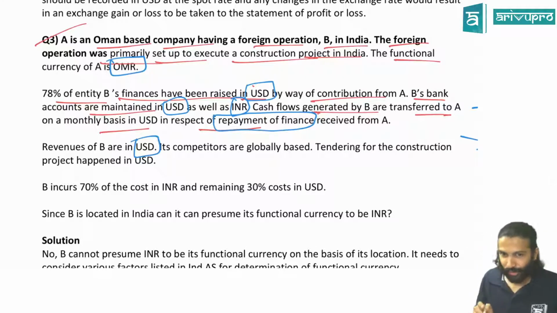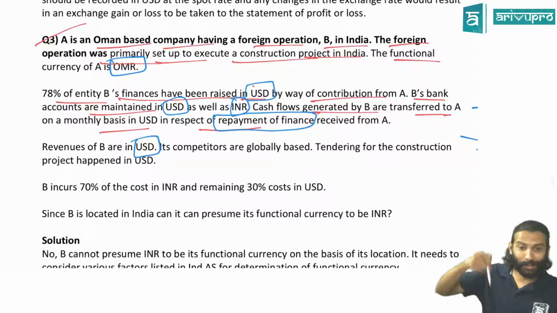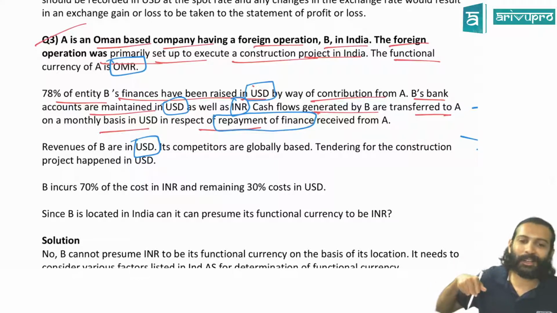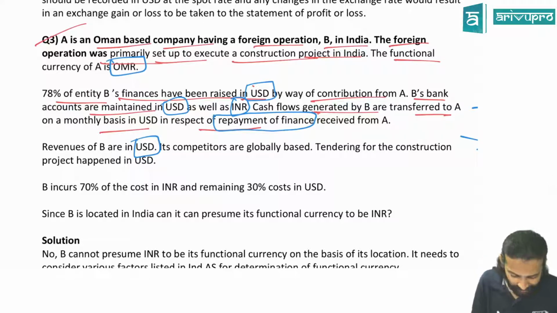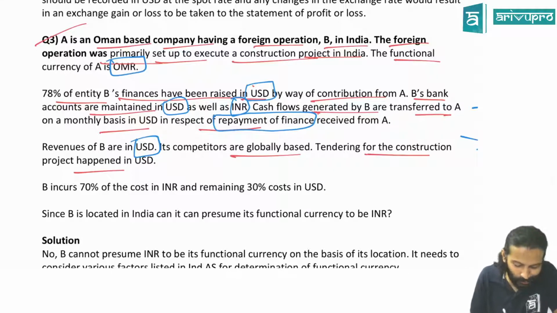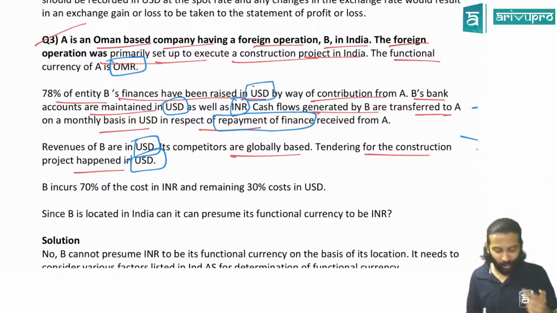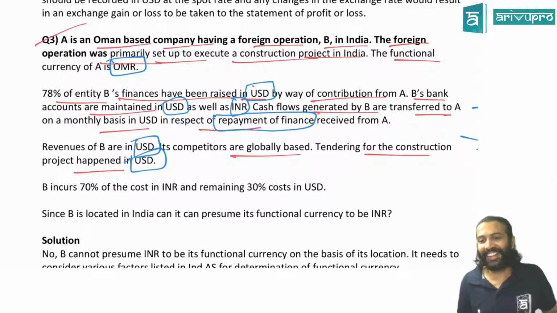Correct? So it is indicating that this B company, though it is in India, might have a functional currency of dollars. Possible? Let's see. Revenue of B are in dollars. Its competitors are globally based. Tendering for construction also happens in USD. You win the projects, for that you call out a tender, and the tender also is called out in dollars. That means even your cost also is incurred in dollars. So it's almost like all 4 ticks for dollars.